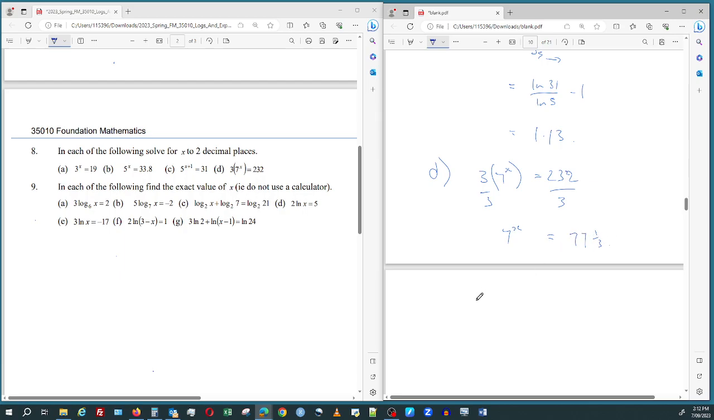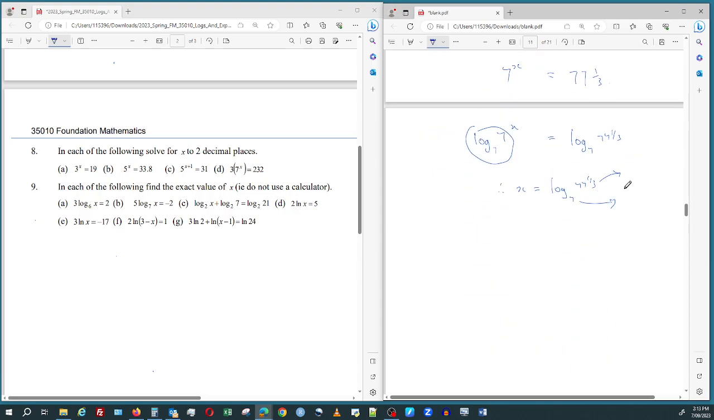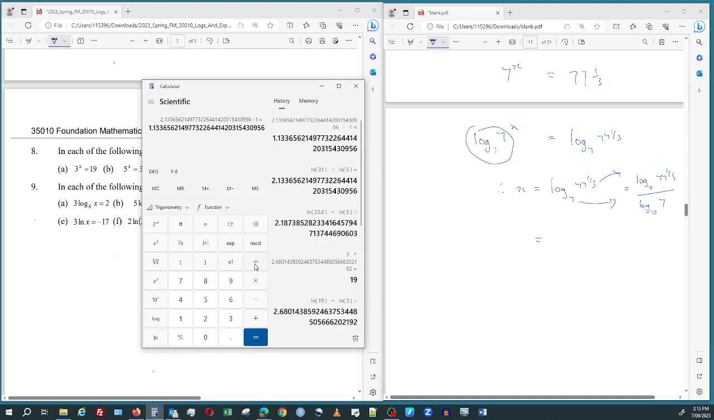Okay, how do we get rid of 7? Take the log base 7. What you do to one side, you do to the other. Okay, that's undo. Therefore, x is equal to the log of 77 and a third to base 7, up, down. So that would be log base 10. Doesn't matter. I know you're asking why did I change it. Of course it doesn't matter. I'll do all that on the calculator now. It won't matter. Just don't mix and match them.